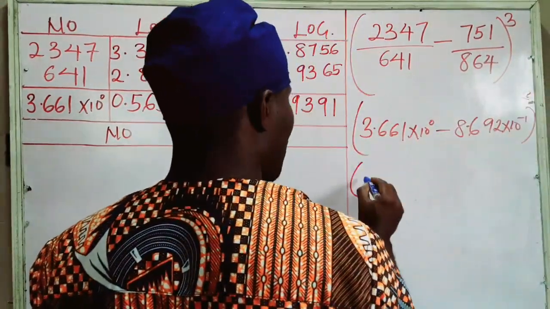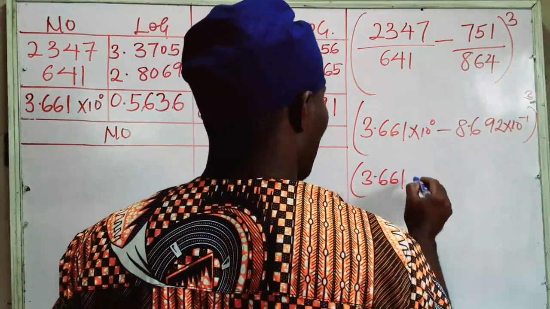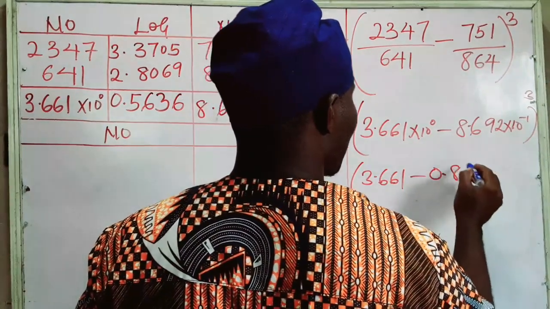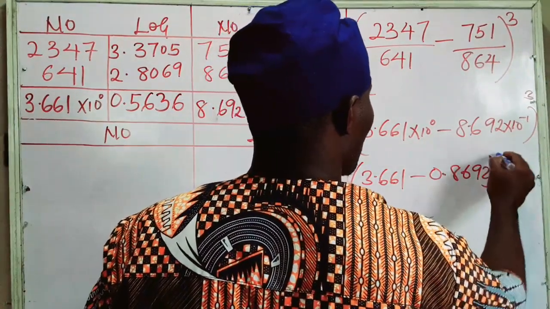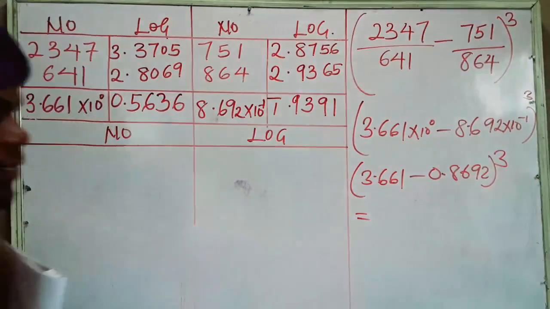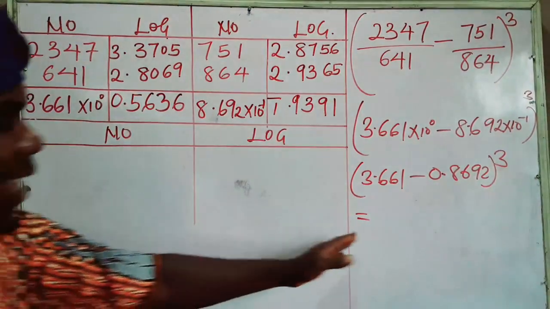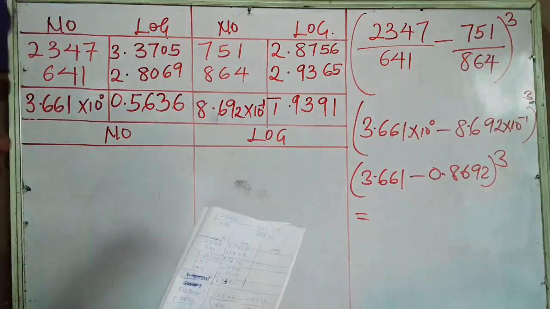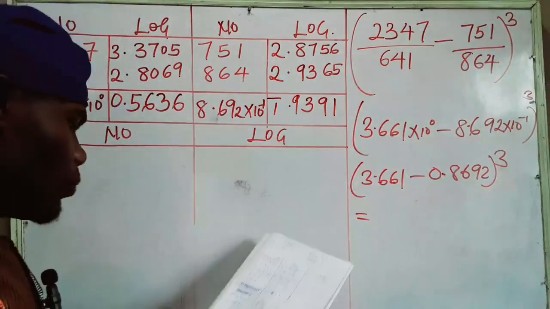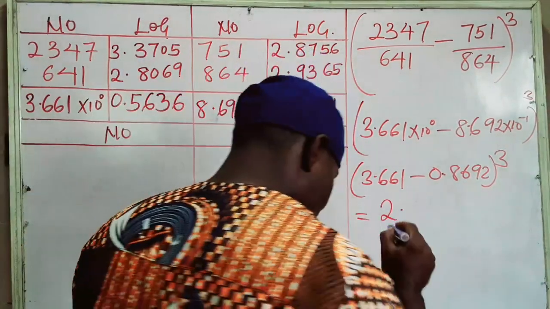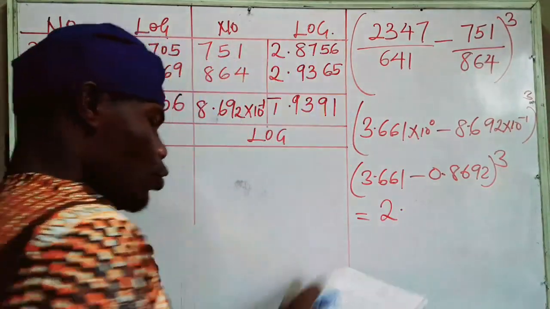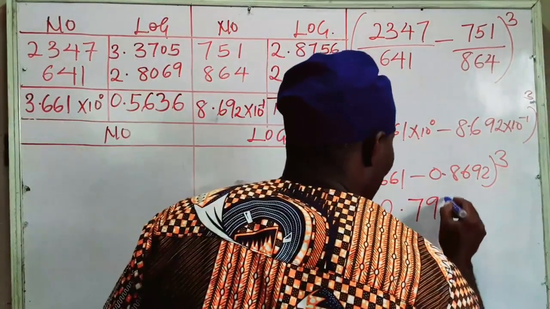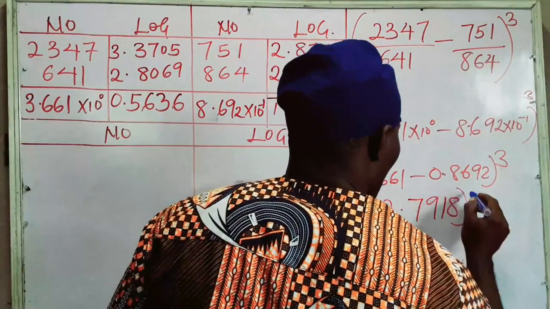So we have 3.661 minus 0.8692 raised to the power 3. This is exactly what we need. So by subtracting this, we observe that it gives us 2.7918 all raised to the power 3.